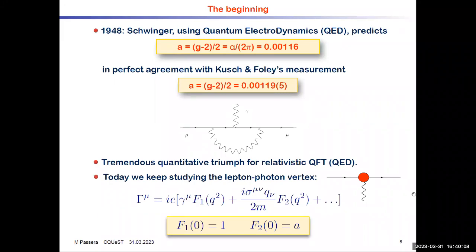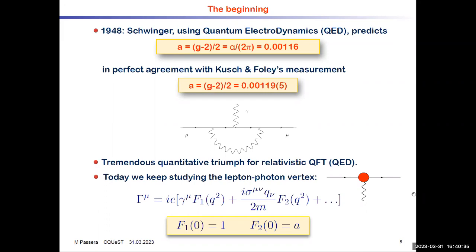Sorry, by the way, the measurement was in the same year, 1948. Yes, the very same year. In fact, right afterwards, Schwinger did the calculation and he obtained this famous result. So it was really a turning point, 20 years later, essentially, after the Dirac equation. A great triumph for relativistic quantum field theory, which is QED.